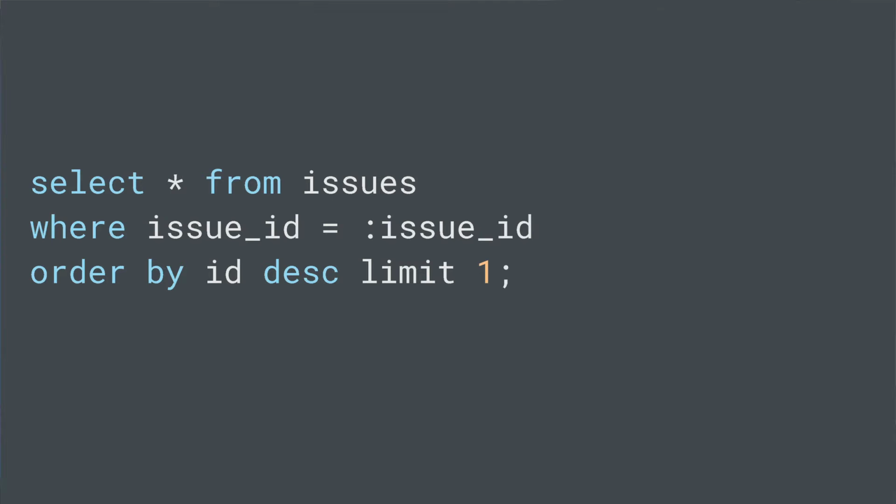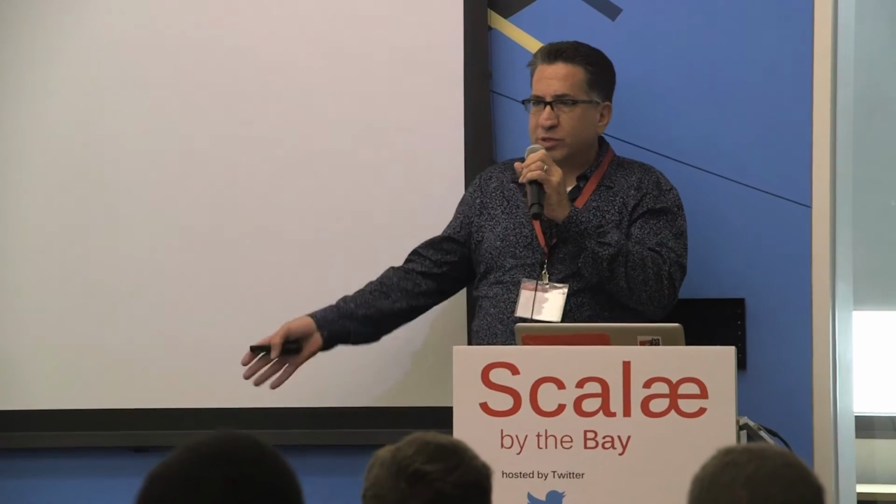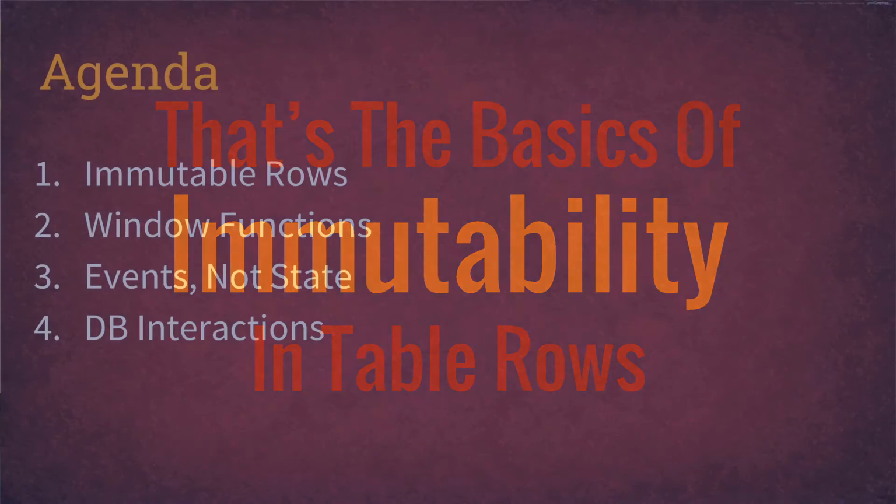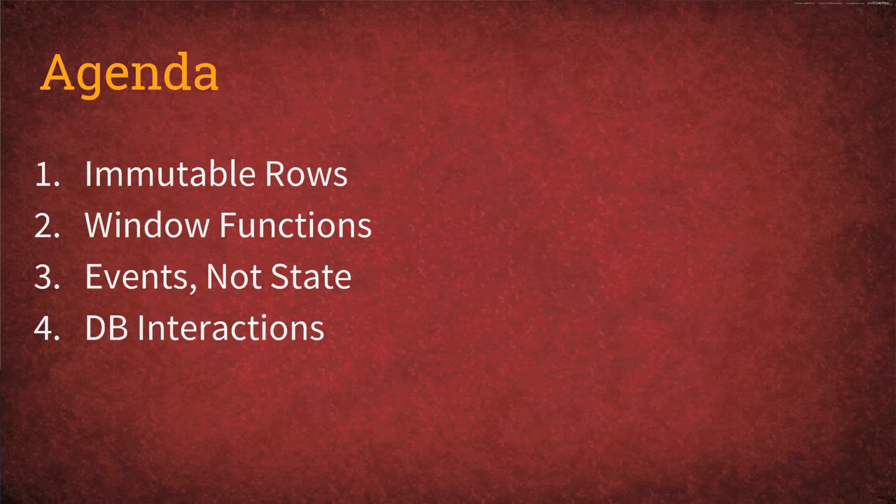Getting the latest item then is not really tough. If I have an entity ID, I could just say, look, give me the latest item, the most recent item with that entity ID. It's very straightforward. This is very basic immutability in table rows. This doesn't work for everyone. Notice that I'm just getting a single item back.